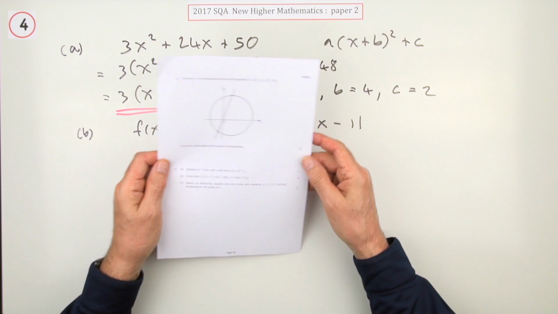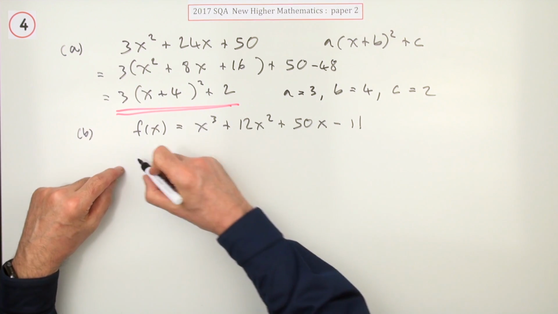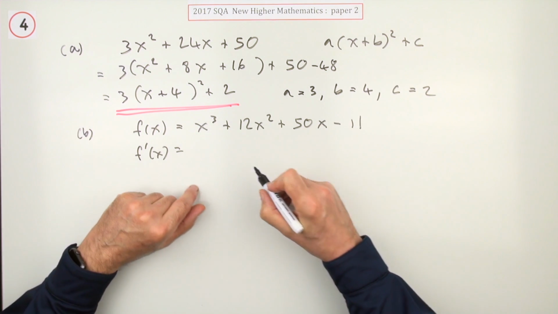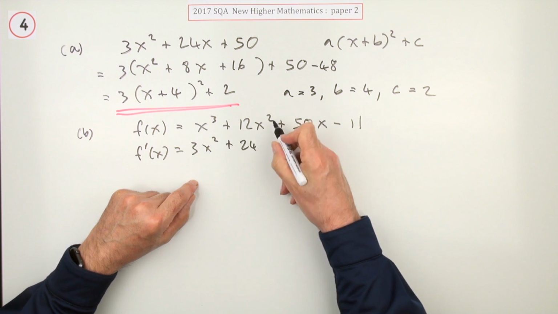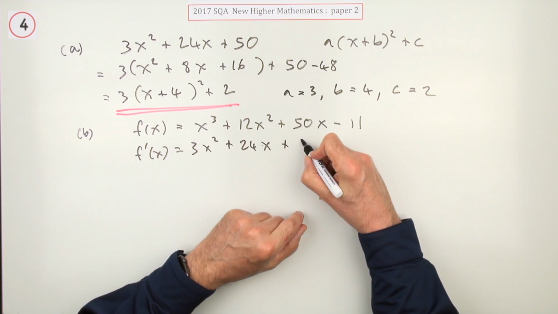Now part B, given that f of x is equal to this, find f dashed x. And that's 2 marks. Multiply by the power, take 1 off the power. Multiply by the power, take 1 off the power. Multiply by the power, 2 times 24, take 1 off the power. If you like, multiply by the power 1 so it stays at 50.